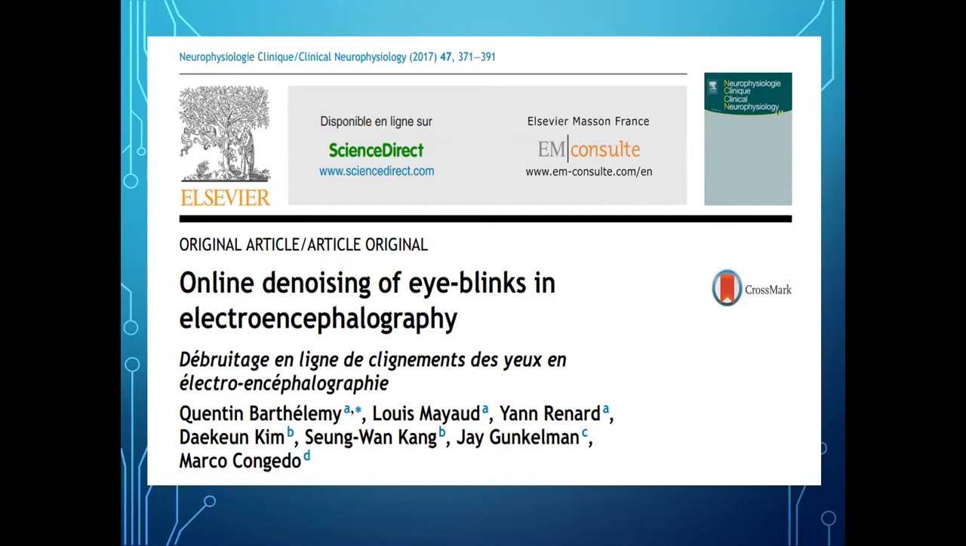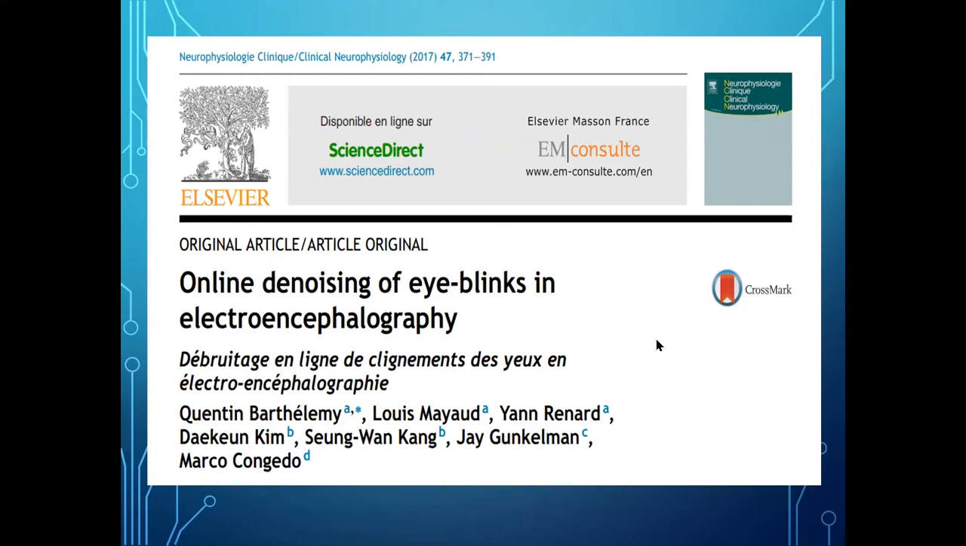We basically found solid evidentiary proof that eye blinks can be taken out with real-time online denoising. This isn't just ICA, it's a little bit more complex than that, but it's again a high impact factor journal, and it's a publication showing mathematical technical purity of the denoising.